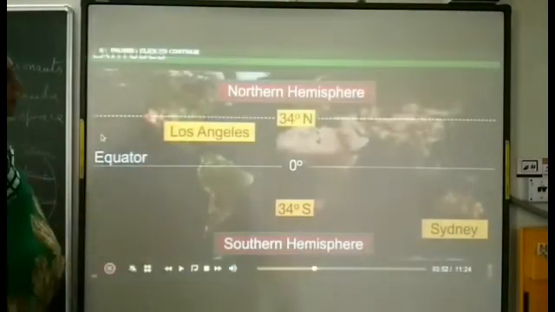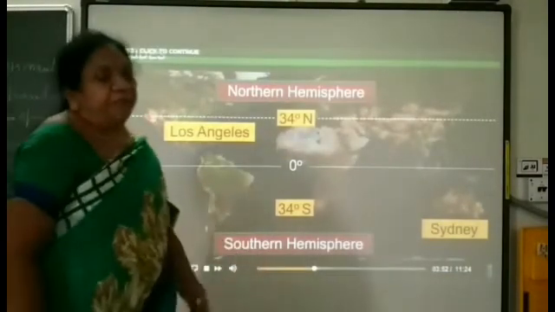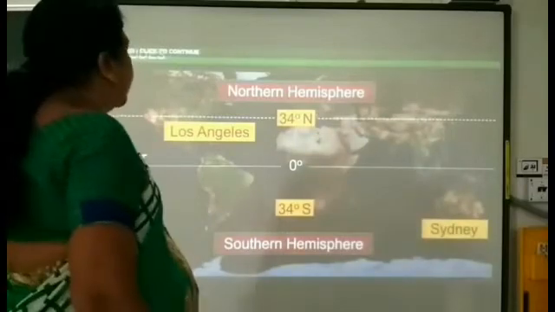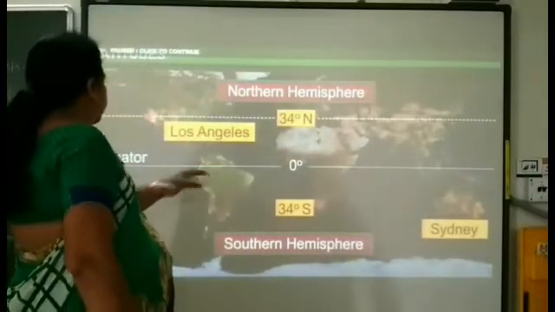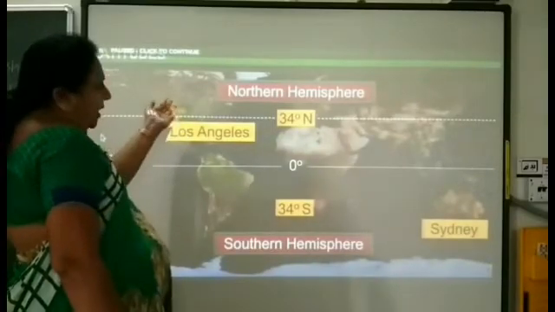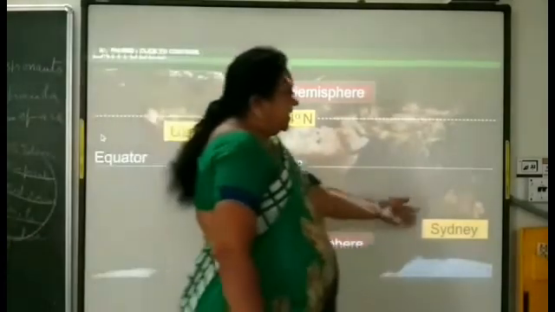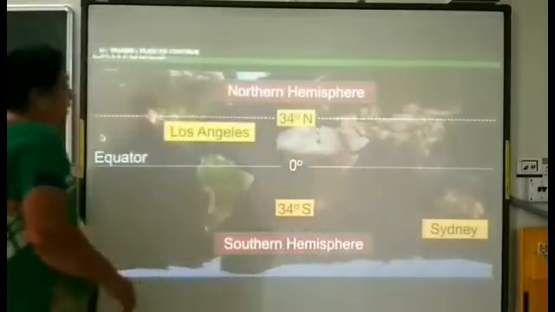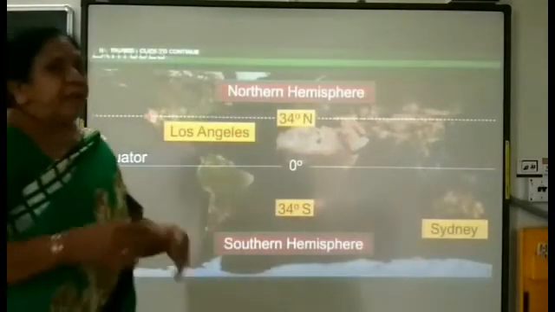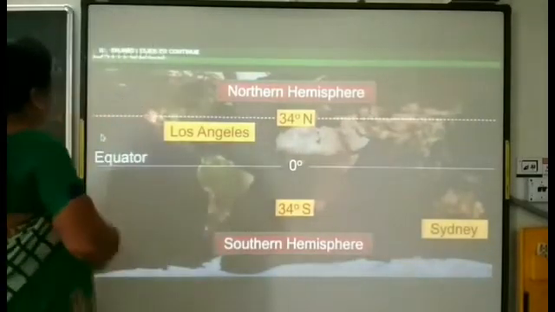So I said that with the help of the latitude, we come to know about the location of the countries. Los Angeles is in the northern hemisphere. Sydney is in a country which lies in the southern hemisphere. So with the help of latitude, we can come to know about the location.